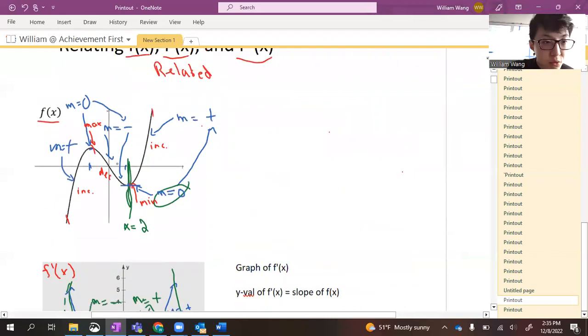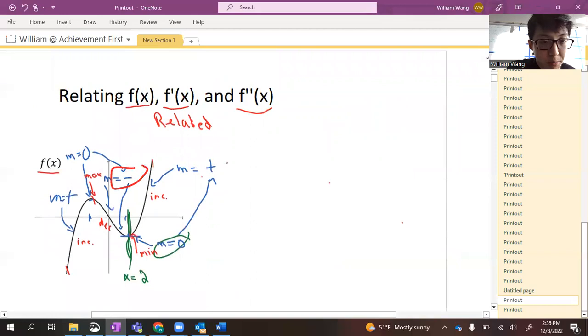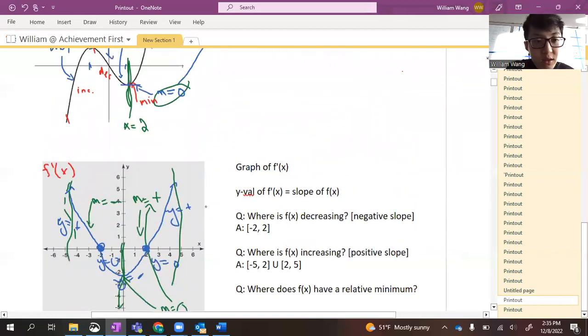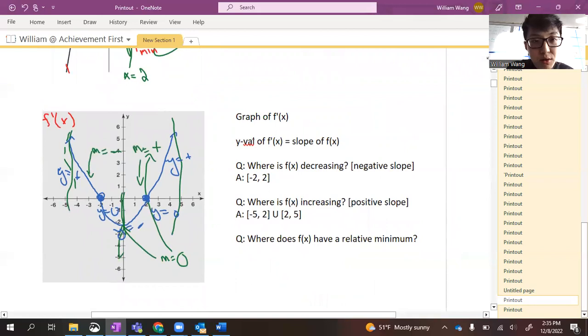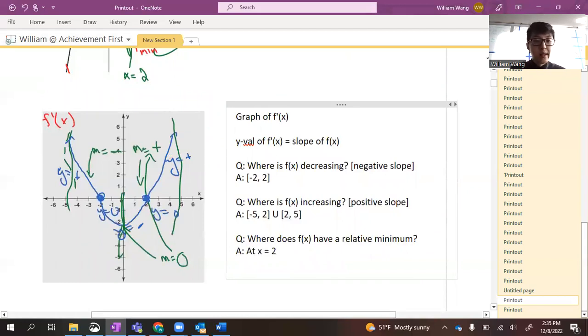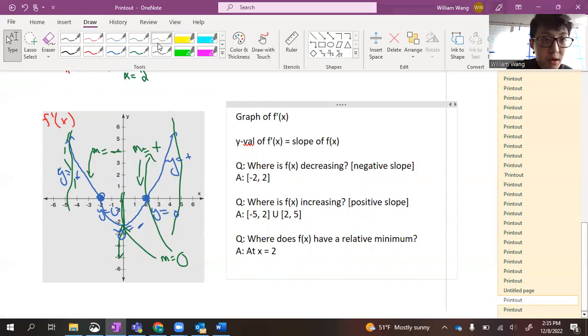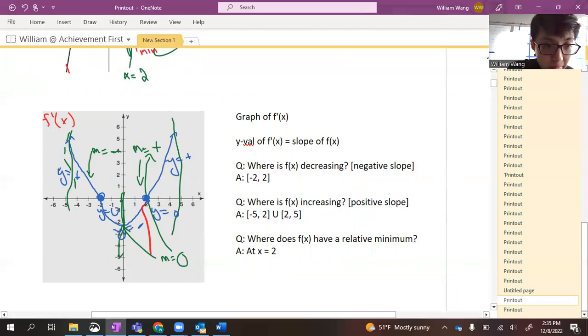What happened at this minimum? Well, my slopes went from negative to positive, right? My slope went from negative to positive. So I'm going to look for where my y values go from negative to positive. Remember, the y values of this reflect my slopes of f of x. So my y values go from negative to positive at 2. So the answer is going to be at x equals 2, right? So it's going to be right at this location.